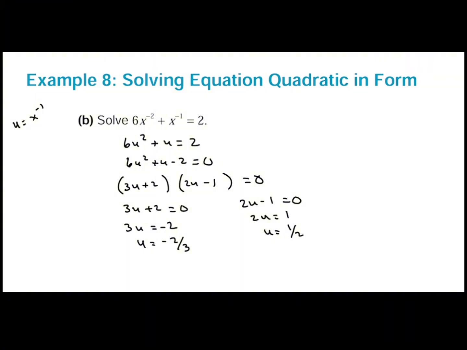So when we go over here, we basically have x to the negative 1 is equal to negative 2/2. No, wait, negative 2/3, sorry. And then we have x to the negative 1 is equal to 1/2. Now, all you got to do is flip both sides. So when you flip both sides, you get x is equal to negative 3/2, and x is equal to 2, because 2 over 1 is 2. So it's just a reciprocal. Don't let it confuse you, because that's all you're doing, the reciprocal. So therefore, your answers would be negative 3/2 and 2.